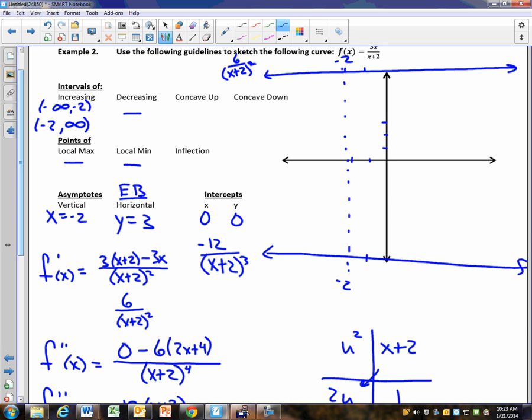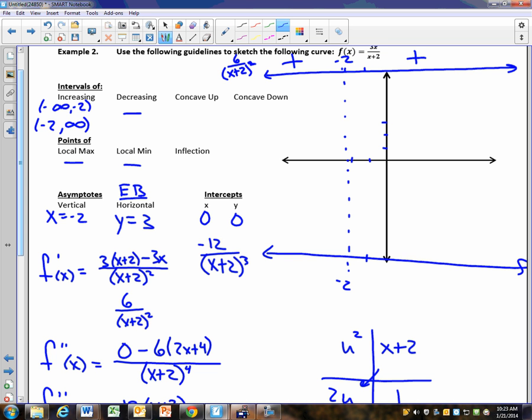True or false? The top is always negative. True. True or false? The bottom is always negative. The bottom is not always negative. The bottom is not always positive. It changes. So therefore, we must test. We've already said that the derivative is always positive, so it's always increasing. But we have not said anything about the second derivative. We must therefore test points.